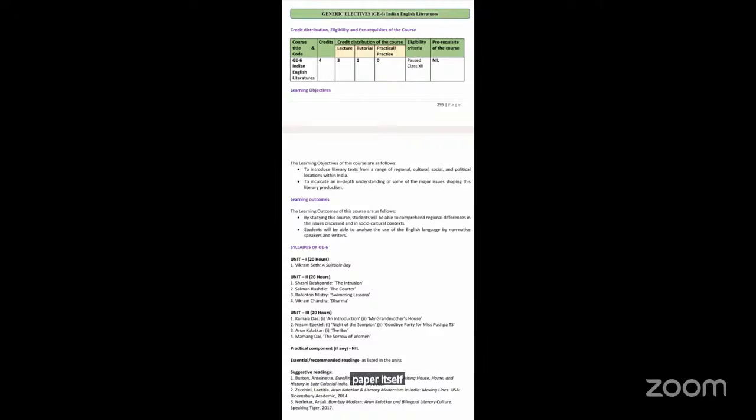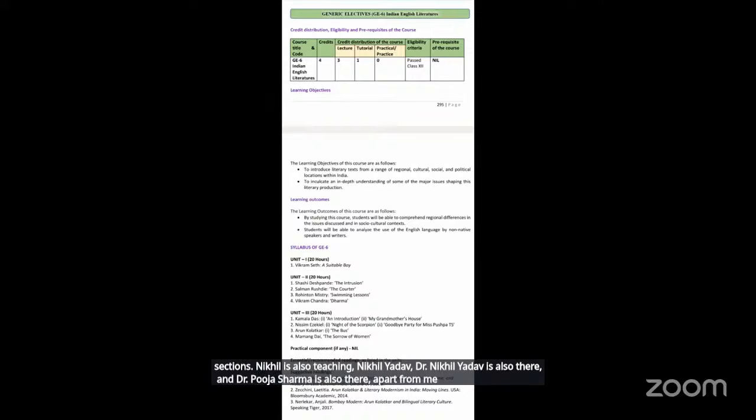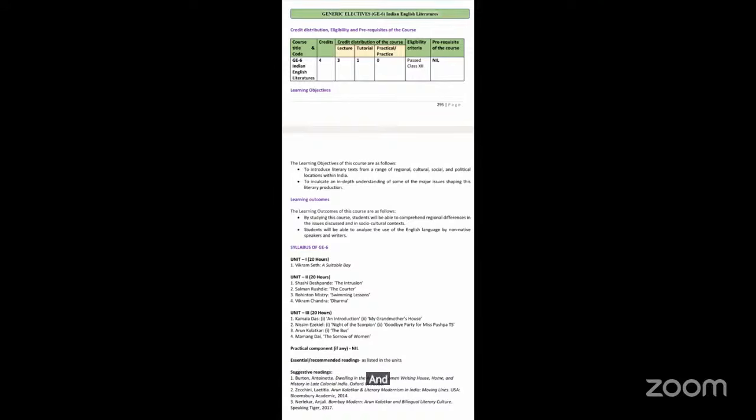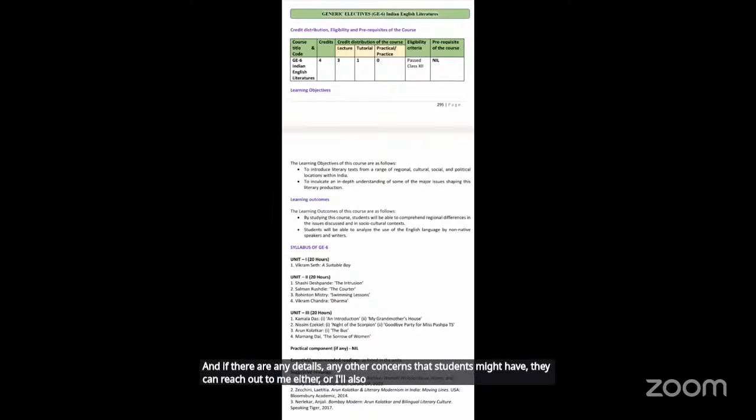There are going to be 2 sections, and I'm teaching one of the sections. Nikhil Yadav is also teaching, and Dr. Pooja Sharma is also there, apart from me. If there are any details or any other concerns that students might have, they can reach out to me, or I'll also drop in the email of the TIC of the English department, and the students can directly reach out to any of us for any kind of questions or queries.